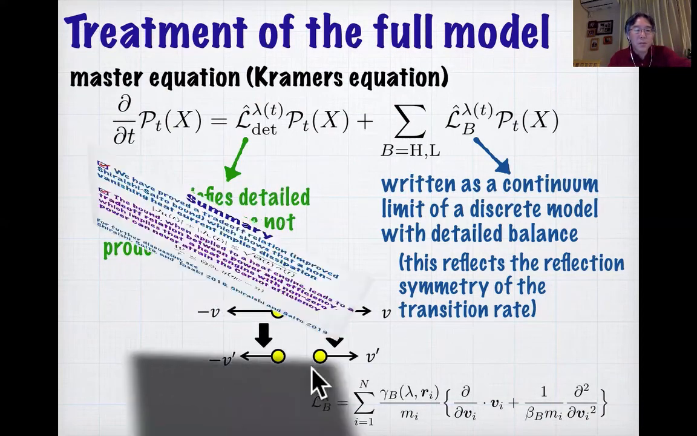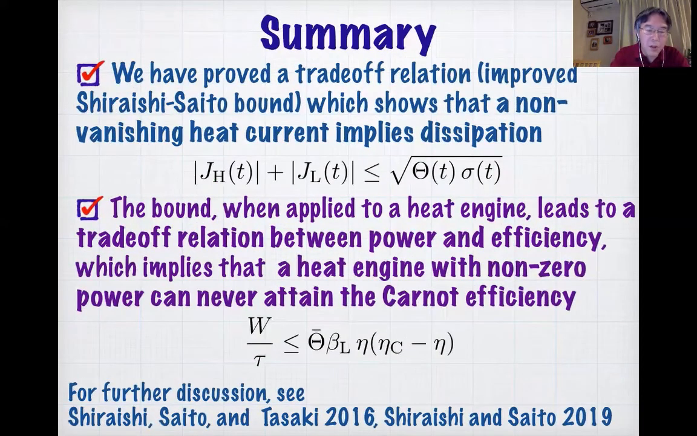Okay, so here's the summary. So we have proved a trade-off relation that I called the improved Shiraishi-Saito bound. Because these are two collaborators of mine, and they had some work before this collaboration, and they had an early version of this inequality.